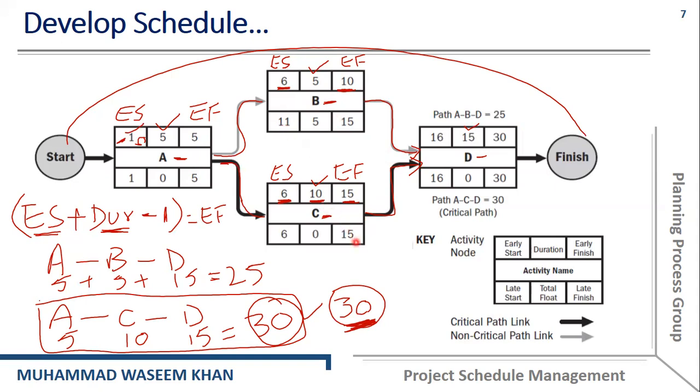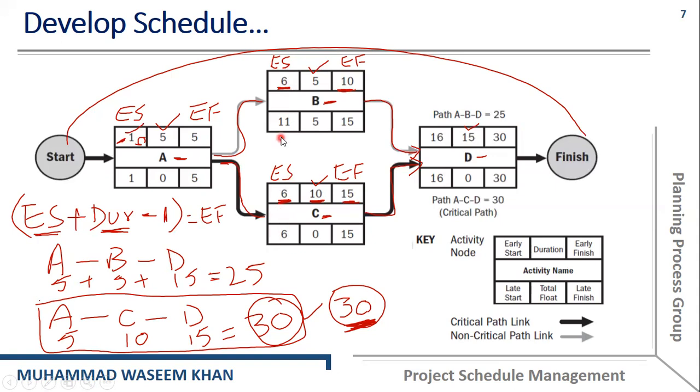Now, if you want to find the latest start of activity C, then we have 15 minus 10, which is equal to 5, plus 1, which is equal to 6. Now, you know that activities B and C are both dependent on activity A. So which value of the latest start would be the latest finish of activity A?